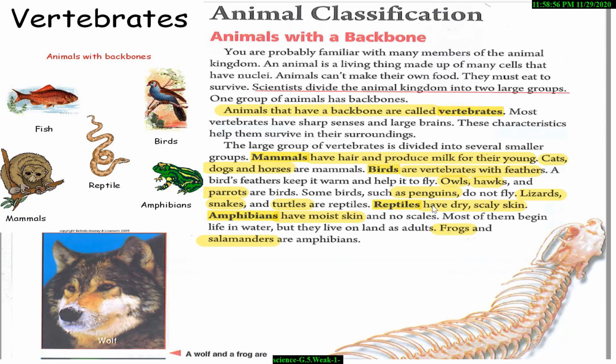Another group of vertebrates, fish. Fish are vertebrates and usually live in water. Examples of fish: shark and tuna. These are in the groups of vertebrates. Why are these in the groups of vertebrates? Because they are animals that have a backbone, or you can say animals with backbones. Okay?